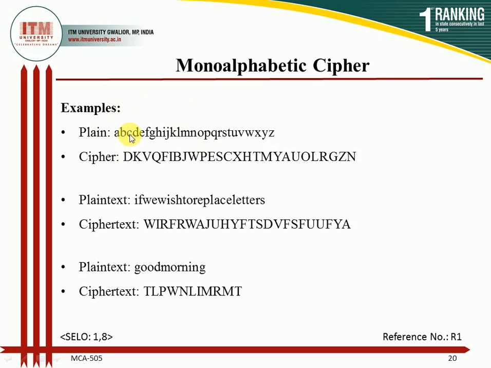Next, we have the letter B, so we are converting B to K. It's totally dependent on you. We can also change the mapping. In the first way we convert B to D; in the next way we convert B to some other alphabet, right? So this is how to convert using monoalphabetic ciphers.